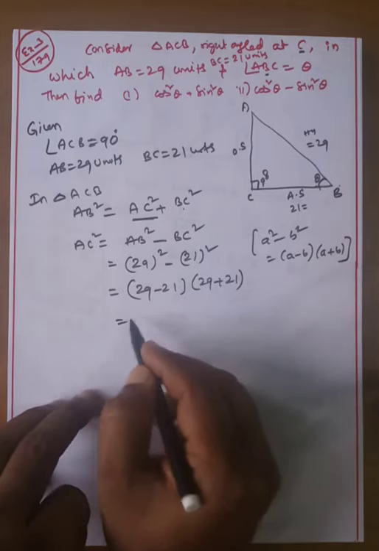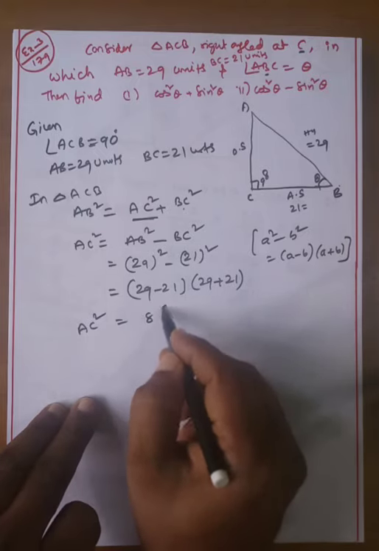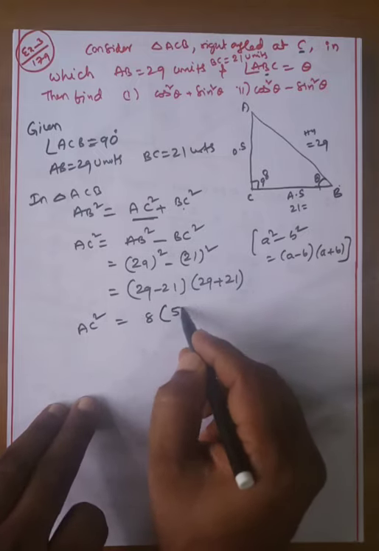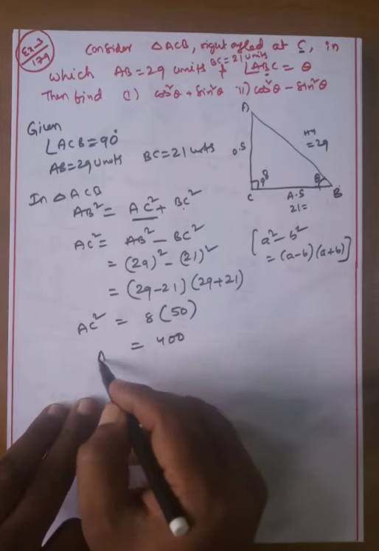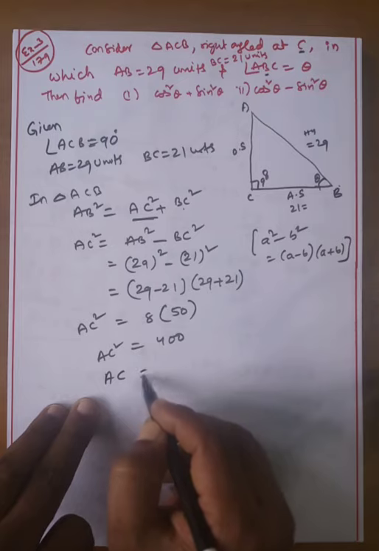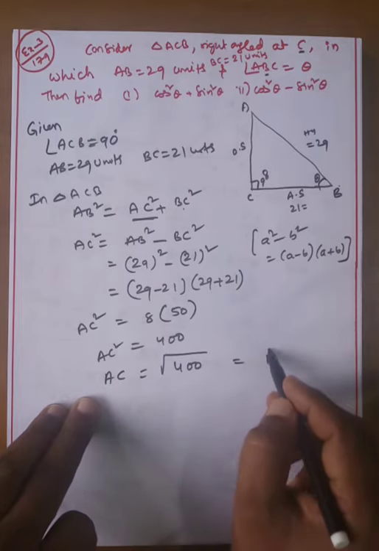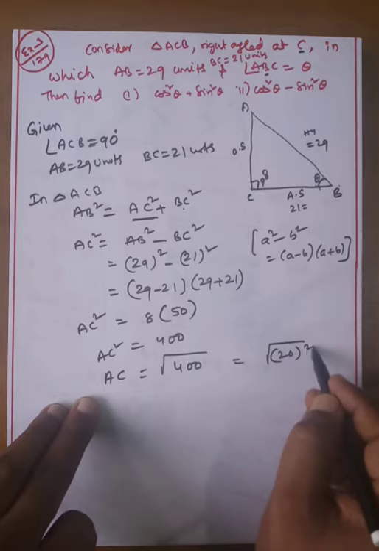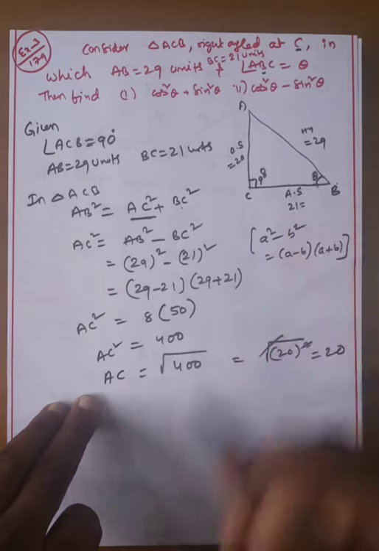Okay, simple. AC square is 29 minus 21, which means 8, times 50, that is equal to 400. This is AC square. Now AC is equal to root 400. Root 400 is equal to how much? This is root 20 square. Square root cancels. Now this is 20. This side is equal to 20.